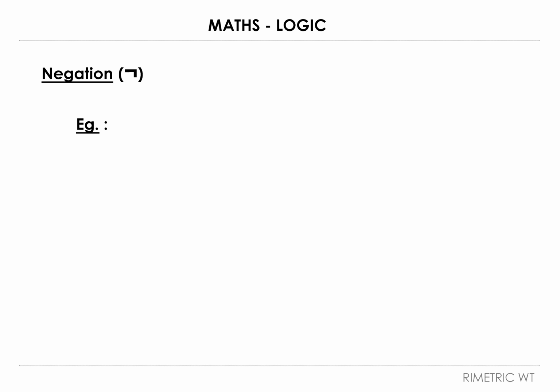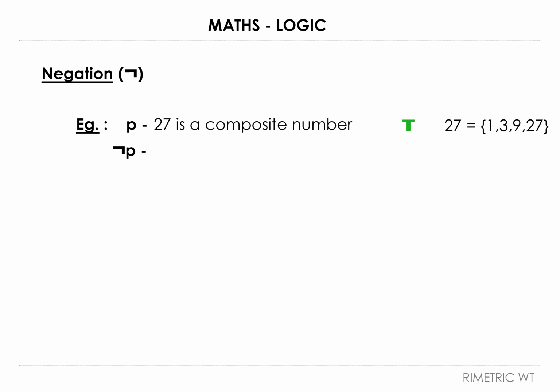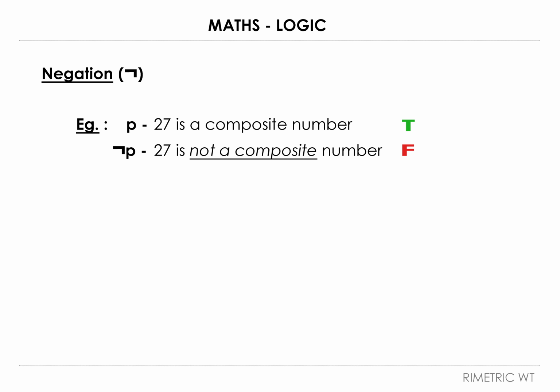If our proposition P is 27 is a composite number, which is true, since composite numbers have more than 2 factors, and 27 has factors such as 1, 3, 9, 27, then the negation not P is simply 27 is not a composite number, which is false. Negation just flips the truth value.